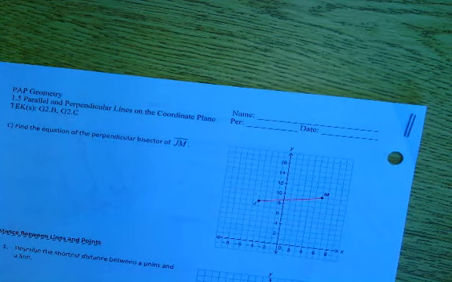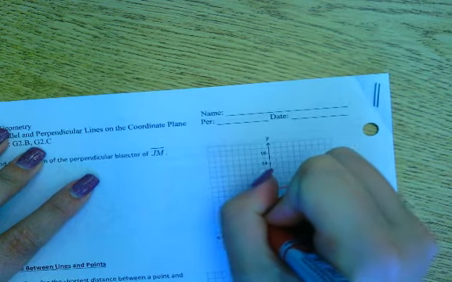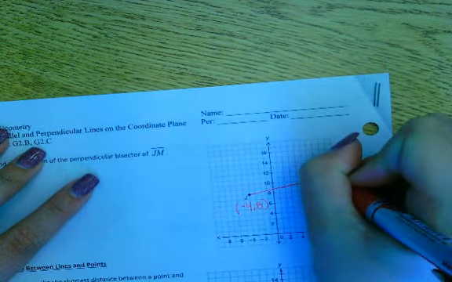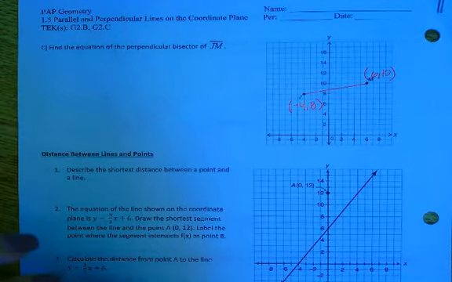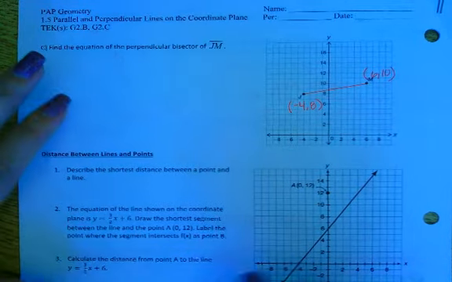Why do we need the midpoint? Because it has to bisect that segment. So our perpendicular line has got to go through the midpoint. How do we find the midpoint of JM? The midpoint formula. What's the midpoint formula? Very good. Add your x values together, divide by 2. Add your y values together and divide by 2.